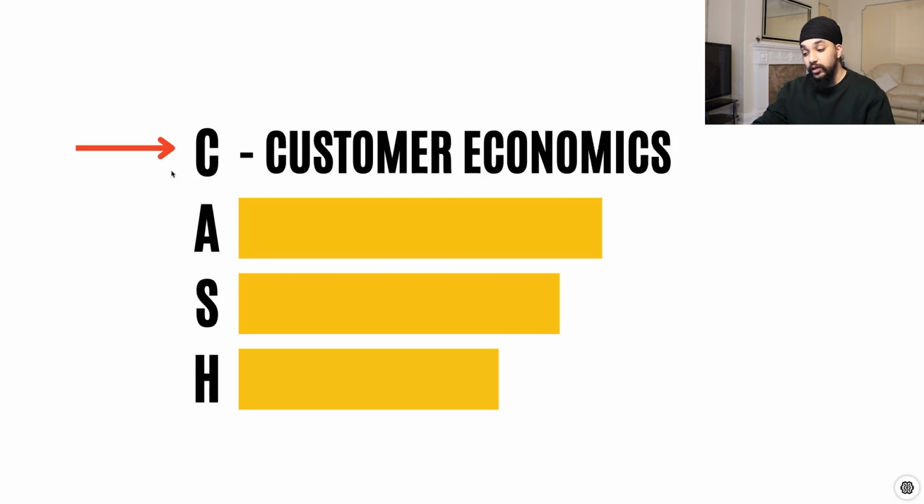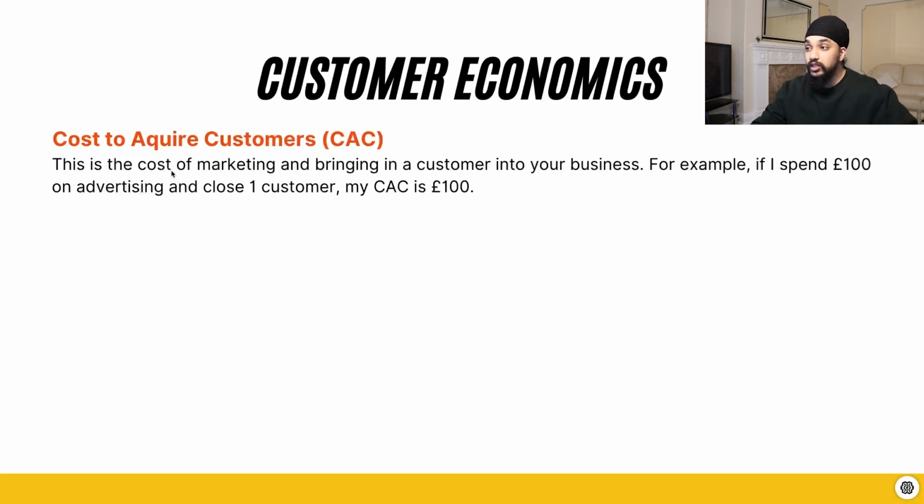So these are the metrics that we need to understand. The first one is the cost to acquire a customer. So let's say you market your business and you're running an ad campaign, and if I spend £100 on ads and close one customer, my CAC, or my cost to acquire a customer, is £100. Okay? Very simple, very straightforward.